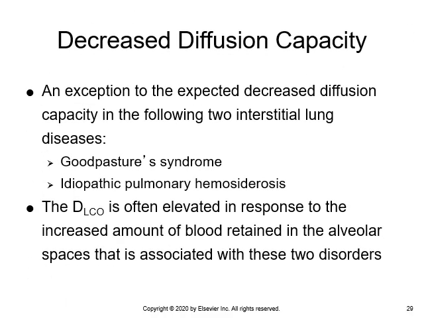Decreased diffusing capacity. There is an exception to the expected decreased diffusion capacity in two interstitial lung diseases, Goodpasture syndrome and idiopathic pulmonary hemosiderosis. The DLCO is often elevated in response to the increased amount of hemoglobin retained in the alveolar space that is associated with these two disorders.